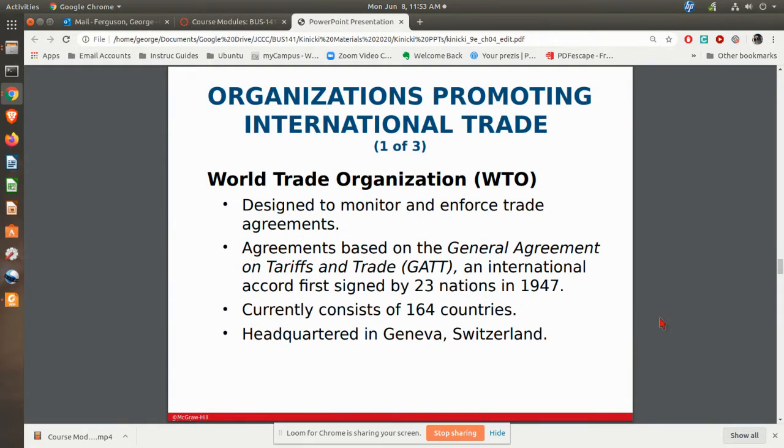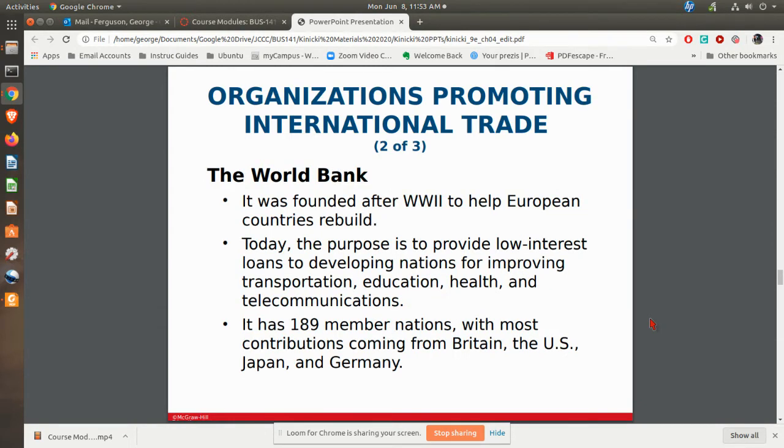There are various organizations that help international trade. First of all, the World Trade Organization, which basically has tried to monitor and enforce any of the trade agreements that have been set by various countries. You have the World Bank, which provides loans for developing nations to try to get some of those industries and companies coming into their country.